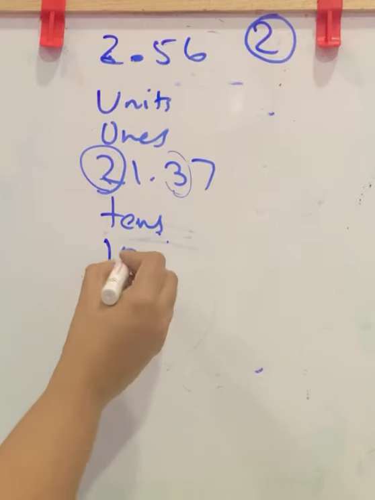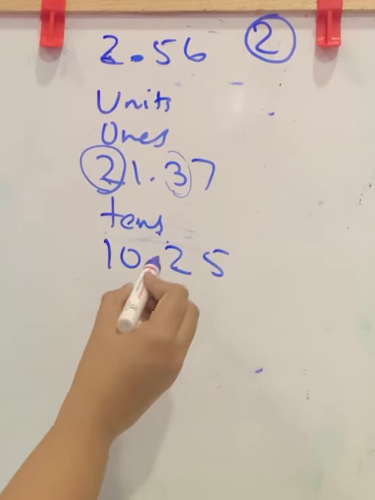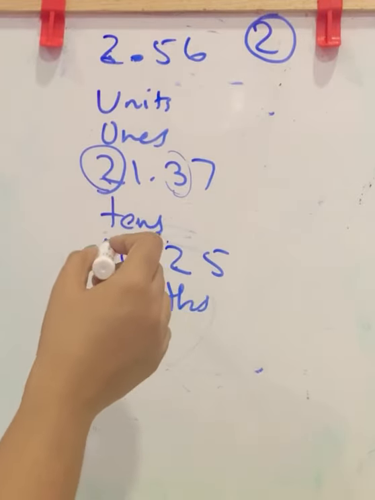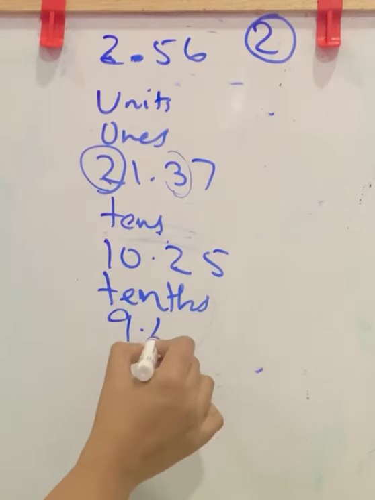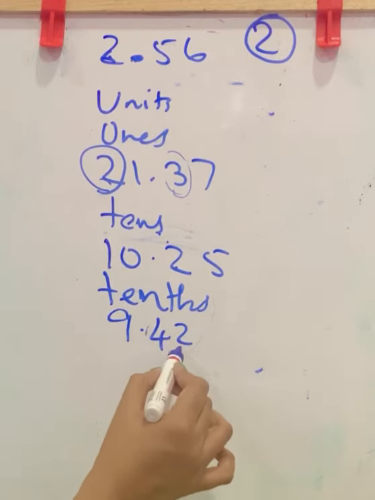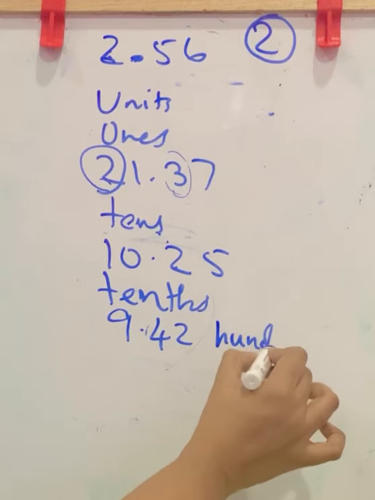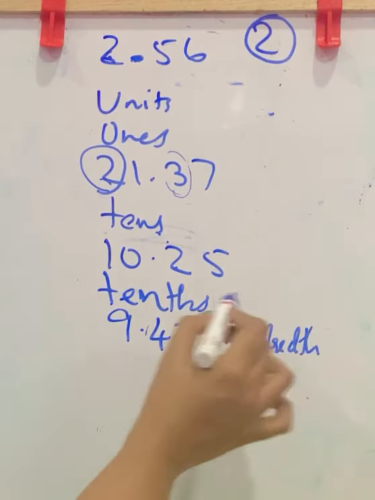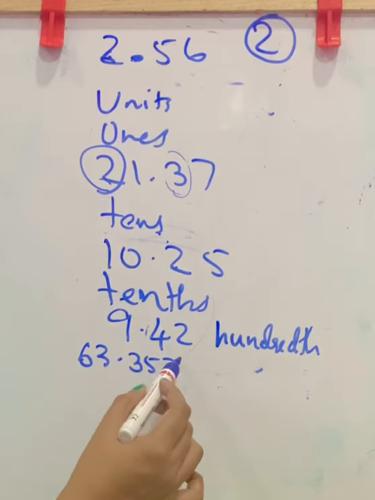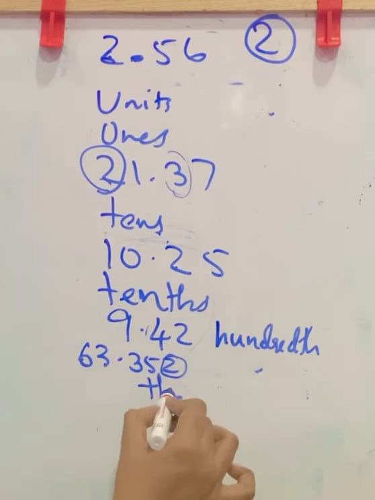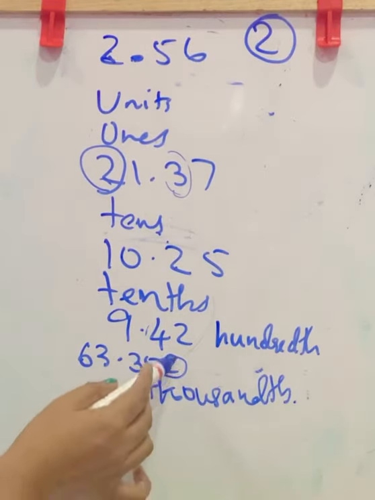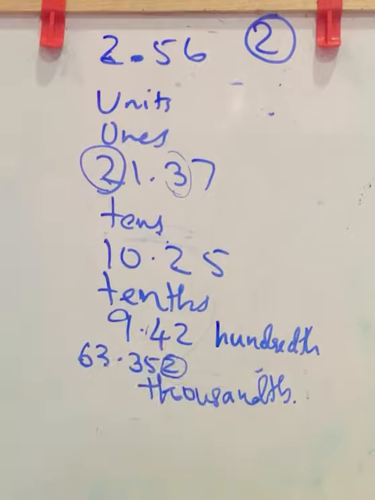Next is 10.25. Here it is in tenths place. Position is tenths. Next is 9.42. Here position is, this is 10th, this is 100th. 100th. Now 63.352. Here this is 1000th. These are the positions of 2 in the given numbers.